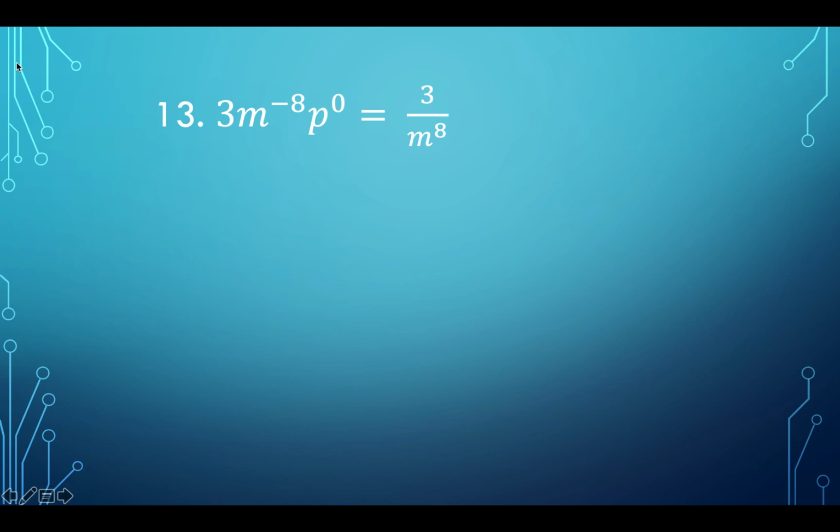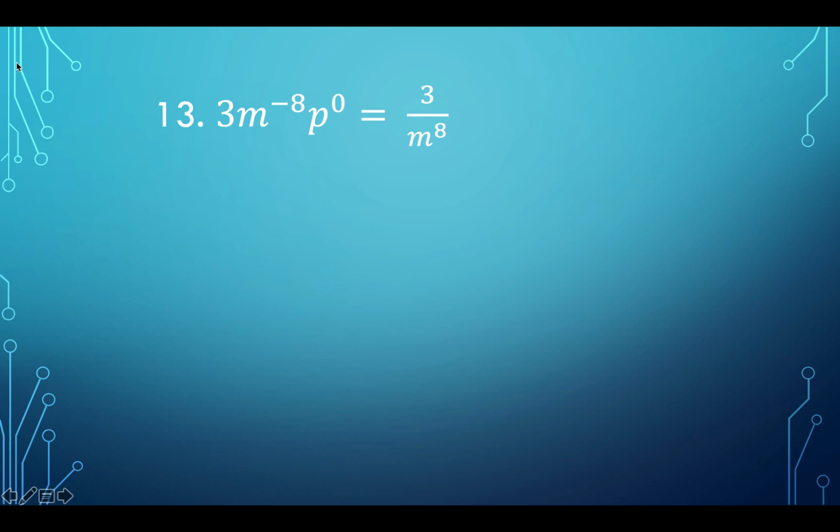In 13, now these are the trickier ones. So you have 3 times m to the negative 8 times p to the 0. Okay, so what we got to do is, we don't like that negative 8 power, so bring it down into the denominator. So we're left with 3 over m to the power of 8. If you're wondering, where did the p to the 0 go? Anything to the 0 power is going to be 1. So I really didn't need to write 1 in, because 3 times 1, or all of this times 1, would still give us 3 over m to the 8. So it just kind of disappears.